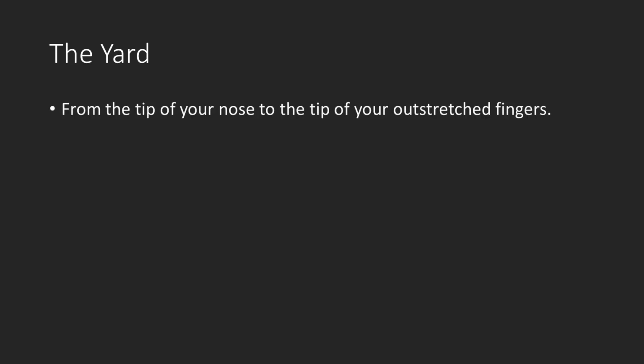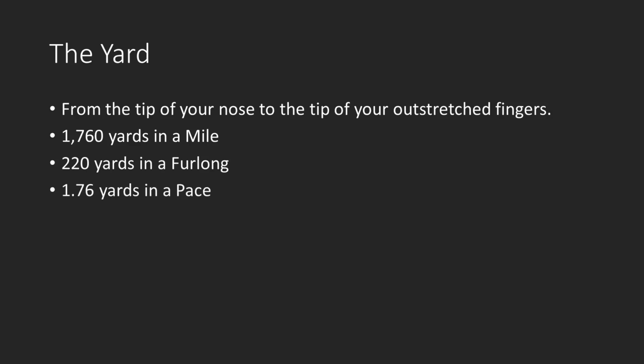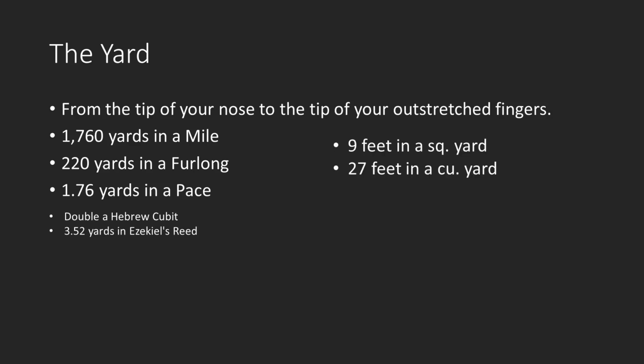The yard. As I was taught, this is when you turn your head sideways and stretch out your arm from the tip of your nose to the tip of your outstretched fingers. There are 1,760 yards in a mile, 220 yards in a furlong, 1.76 yards in a pace. It is double the Hebrew cubit, and there are 3.52 yards in Ezekiel's reed. 9 feet in a square yard and 27 feet in a cubic yard, 1,296 inches in a square yard. And if you're wondering how Ezekiel derived his great cubit, there's your answer. It's also the number of yards in a pace.